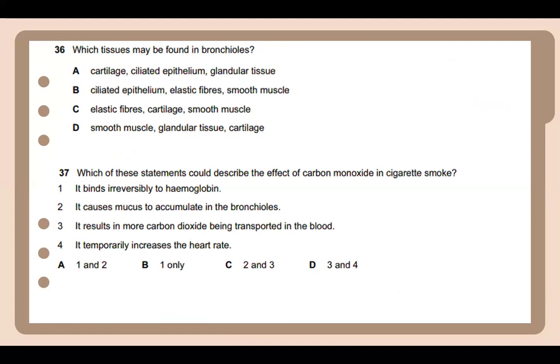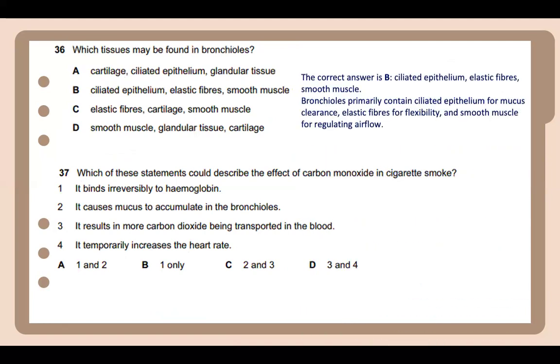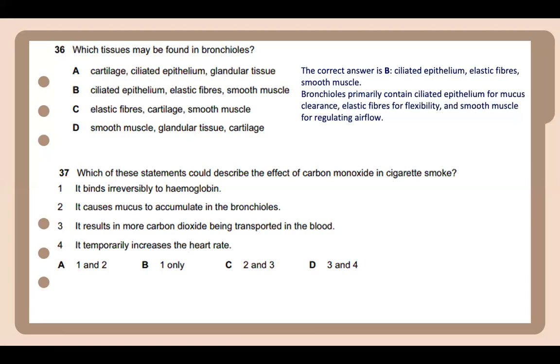Which tissues may be found in bronchioles? The correct answer is ciliated epithelium, elastic fibres, and smooth muscle. Bronchioles primarily contain ciliated epithelium for mucus clearance, elastic fibres for flexibility, and smooth muscle for regulating airflow.